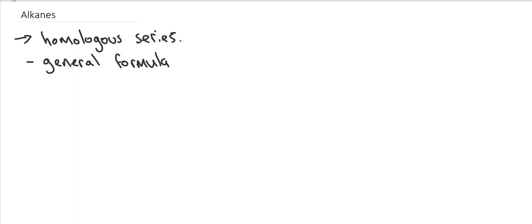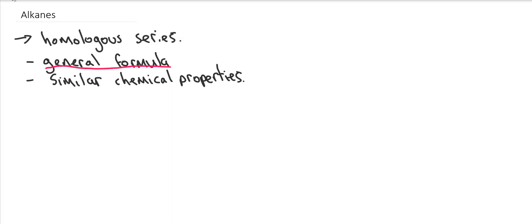And in this lesson, we're going to focus on alkanes. Now, alkanes form what's called a homologous series. A homologous series is just a series of compounds that have the same general formula, and they also have similar chemical properties. Alkanes will also show a variation in their physical properties, things like their boiling point. But what I want to focus on at this point is the general formula of alkanes.